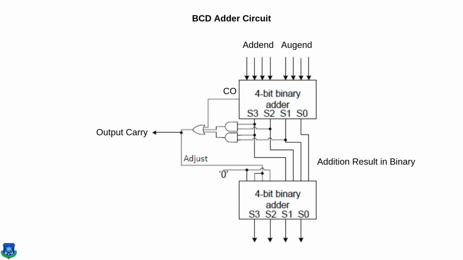Because we know that the range of correct BCD is 0 to 9. If the output carry is 1, then we will add plus 6 to the existing result and we will get the correct BCD. That's all for me.